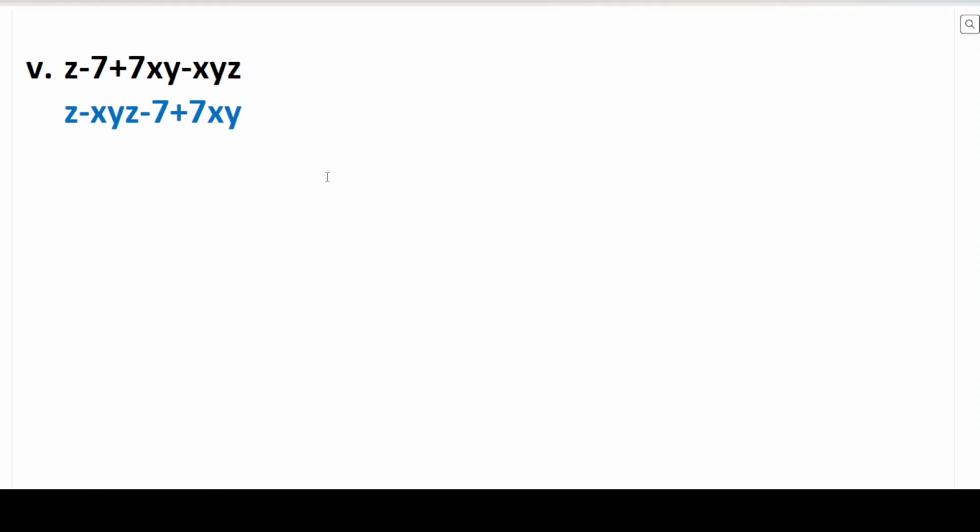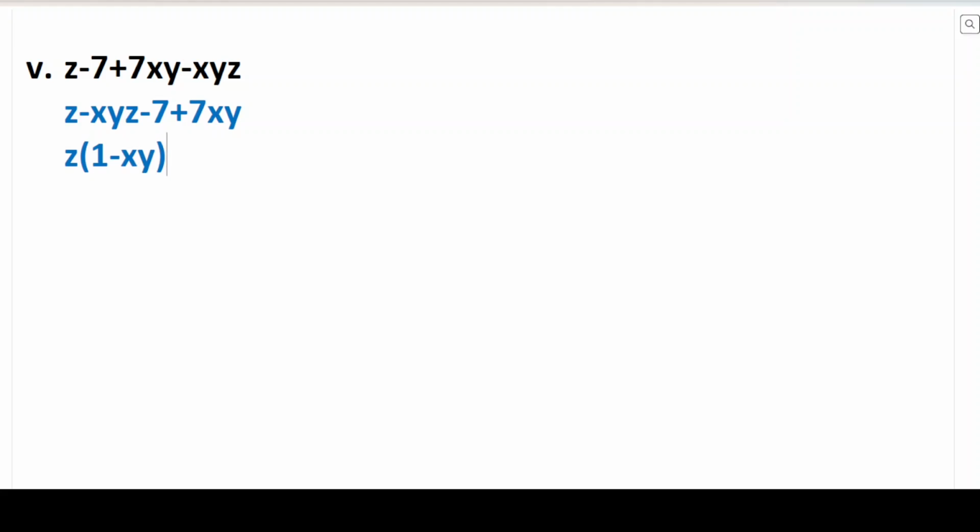So z minus xyz is the first group. From the first group, we have to take the common factor. What is the common factor? z is the common factor. We have to take the z out from here. The 1 will be there. Okay, 1 minus xy. Then minus 7 plus 7xy.